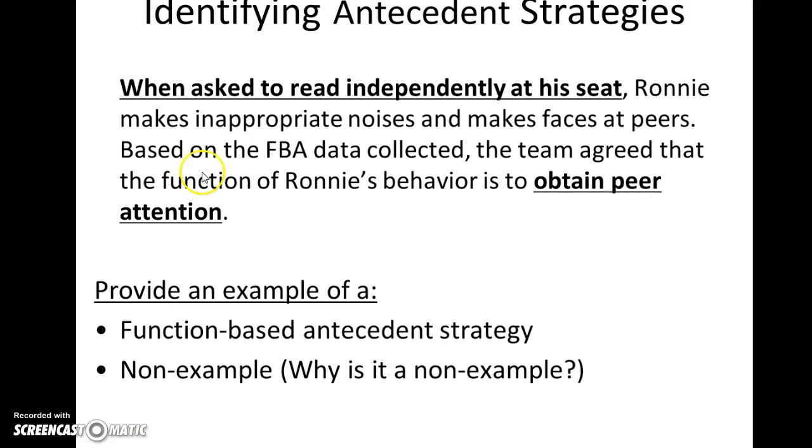Here's another one. When asked to read independently in his seat, Ronnie makes inappropriate noises and makes faces at peers. Based on the FBA data collected, the team agreed that the function of Ronnie's behavior is to obtain peer attention. So provide an example of a function-based antecedent strategy and then a non-example. This will be part of the assessment after the presentation, so make sure that you think of it now because you'll be typing this up later. Okay.